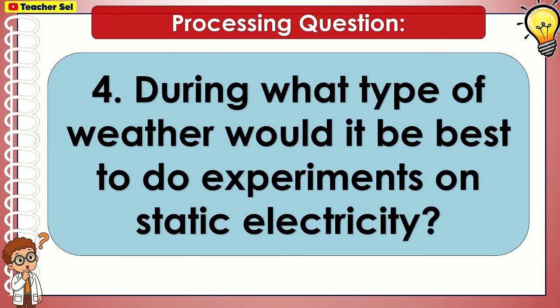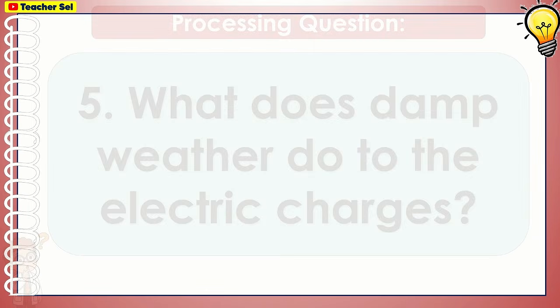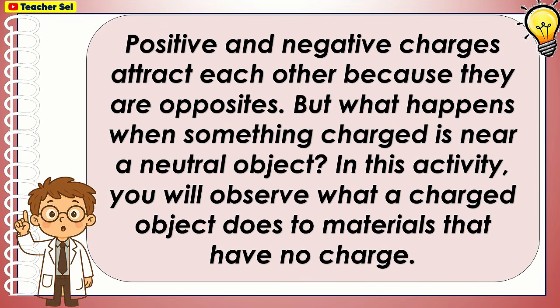During what type of weather would it be best to do experiments on static electricity? What does damp weather do to the electric charges? Positive and negative charges attract each other because they are opposites. But what happens when something charged is near a neutral object? In this activity, you will observe what a charged object does to materials that have no charge.